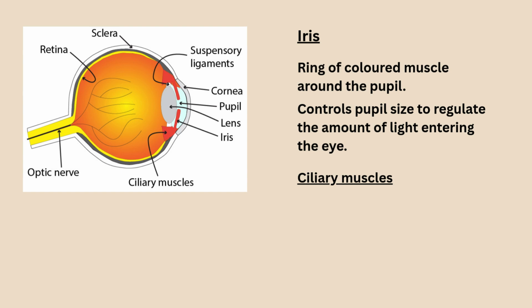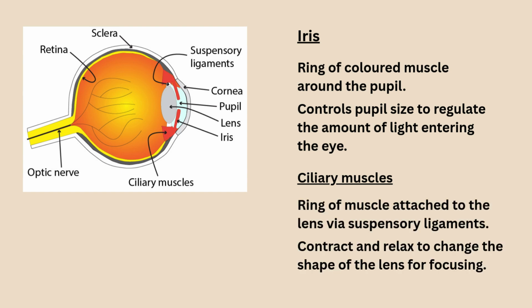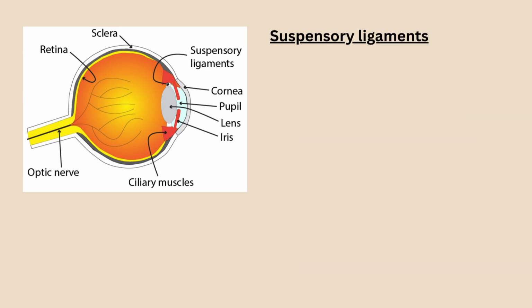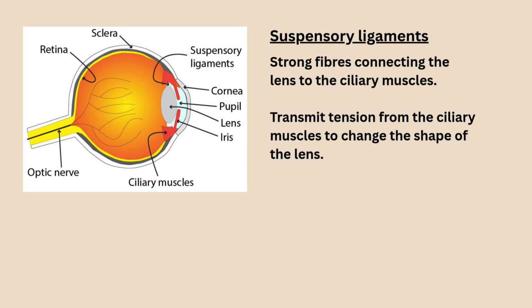The ciliary muscles. These are a ring of muscle attached to the lens via suspensory ligaments. They contract and relax to change the shape of the lens for focusing. Suspensory ligaments, these are strong fibers connecting the lens to the ciliary muscles. They transmit tension from the ciliary muscles to change the shape of the lens.